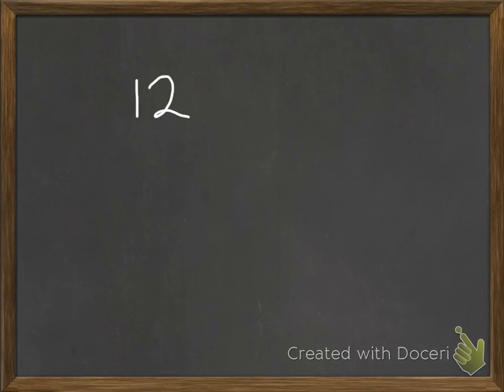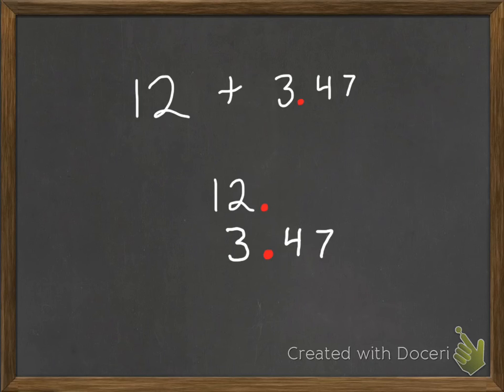Now what if I just have a whole number like 12 without a decimal, and I'm going to add it to 3 and 47 hundredths. How do I line up the decimal? After any whole number, there's always a decimal, even if it's not written. So I know I can write 12 and put a decimal behind it. And now I have decimals to line up. So I can write my 3, line up my decimal, and 47 hundredths. And I can add these like normal.